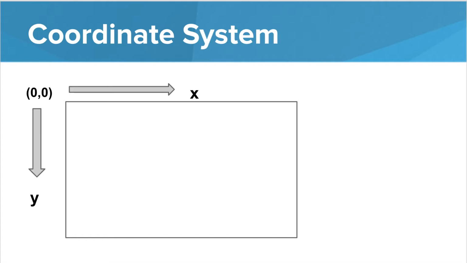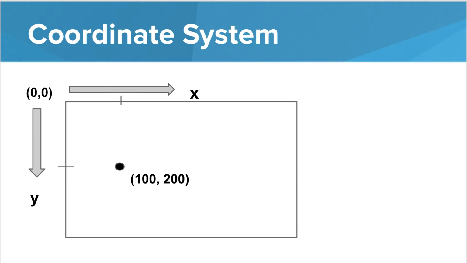The first thing to know about the canvas is the way the coordinate system works. It's a little different than our normal coordinate system you might be used to from math, but the principles are the same. In the top left, we have 0, 0, and going right horizontally is the positive x direction, and going down vertically is the positive y direction.